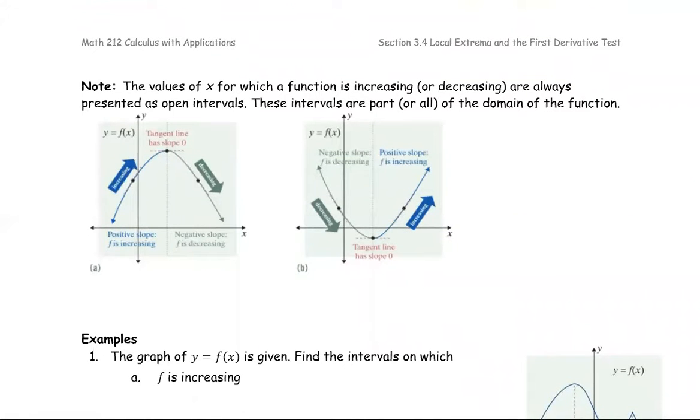Next, the values of x for which a function is increasing or decreasing are always presented as open intervals. These intervals are part or all of the domain of the function. So it means for the entire graph or the entire domain, the graph could be increasing over the whole domain or increasing just over part of the domain and then back to decreasing.